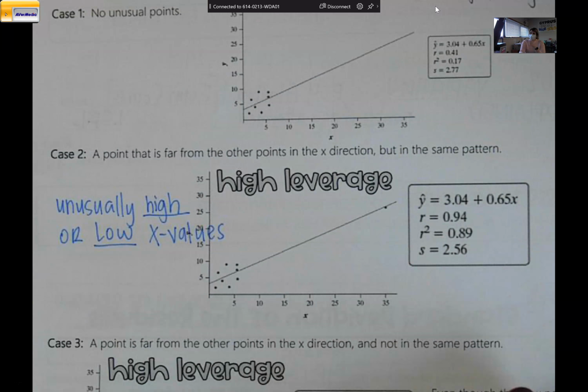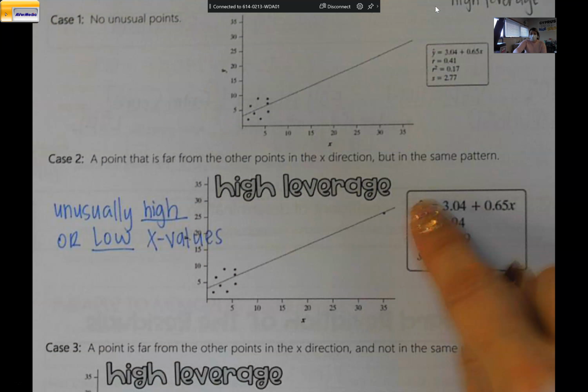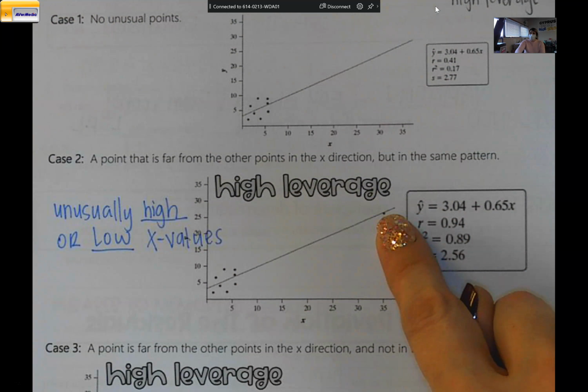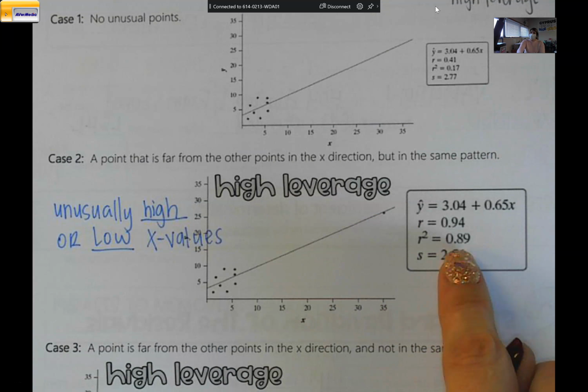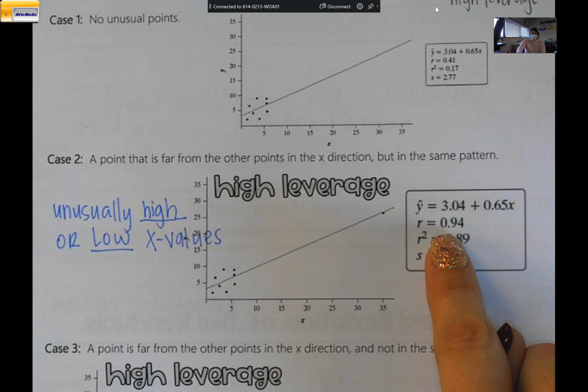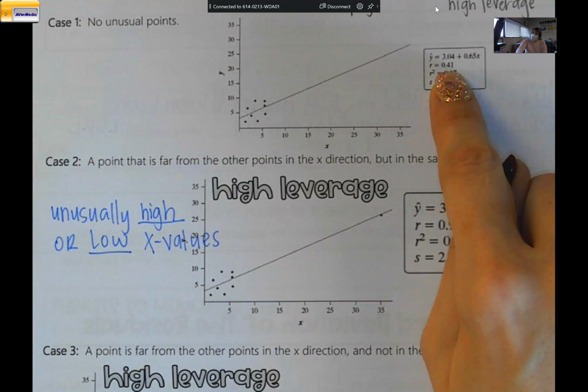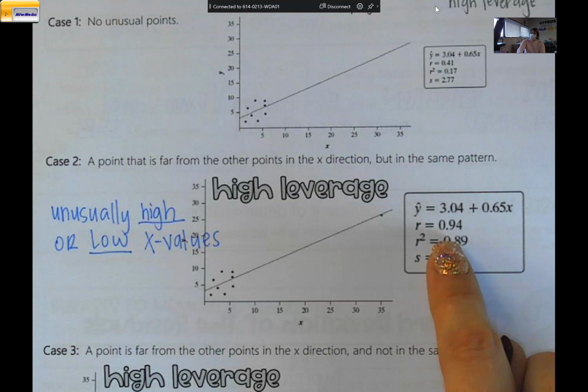So we have previously talked about how if we put this high leverage point up here in the pattern and it has a large X, this is going to strengthen your R. Your R goes from 0.41 to 0.94. Your R squared also increases.